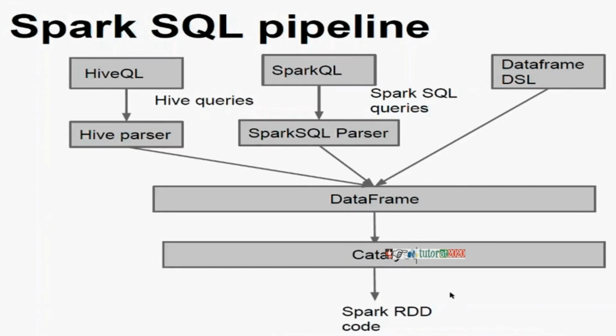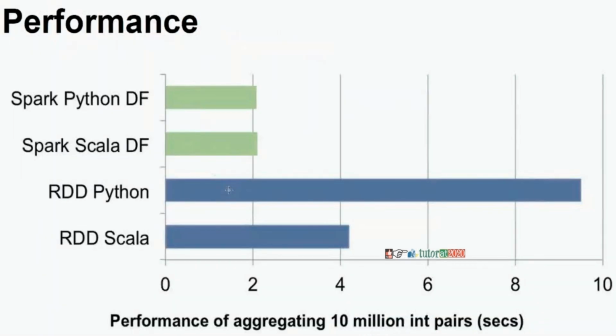So you can think of it as an optimizer. If you are talking about processing data frames, whether you are creating the data frame using Scala or using Python, it pretty much gives you the same performance, right? But if you use RDDs, RDDs created using Python will take much longer to process when compared to RDDs created using Scala. Okay, so that is the major difference.